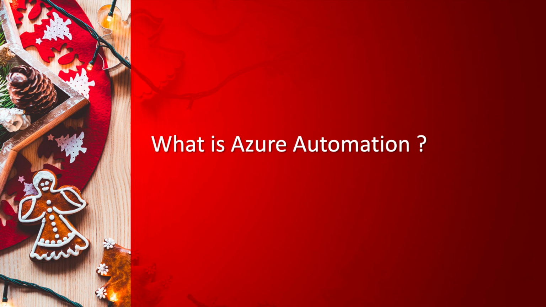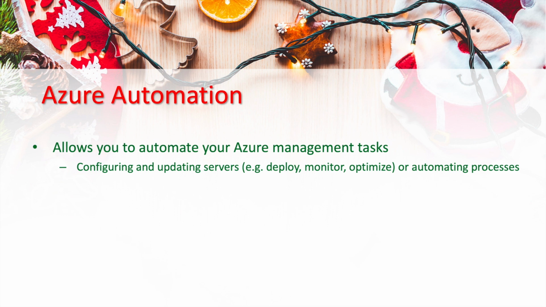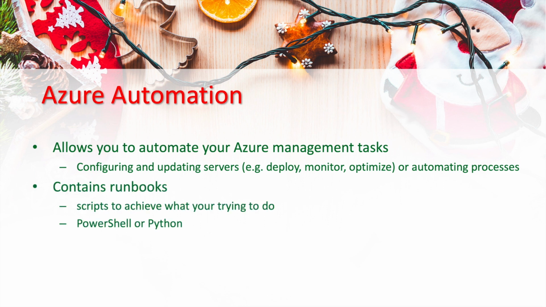What is Azure Automation? Azure Automation allows you to automate your Azure management tasks, such as configuring and updating servers, and automating processes, such as deployments, monitoring, optimization, and so on. For that matter, you will create runbooks, mainly scripts that will achieve what you are trying to do. Runbooks can be written either in PowerShell or Python. Usually, you'll run a runbook based on a schedule, but you can also trigger it from an Azure alert, for example.